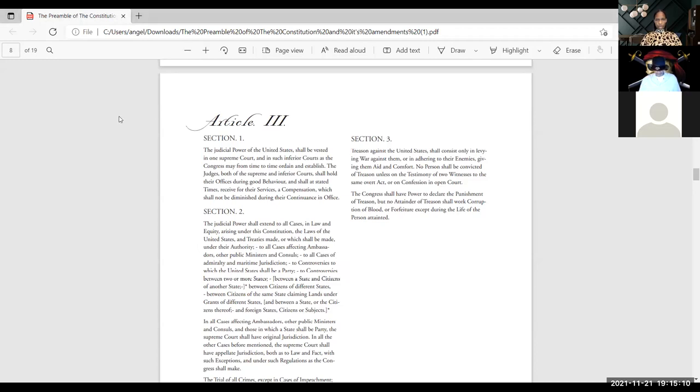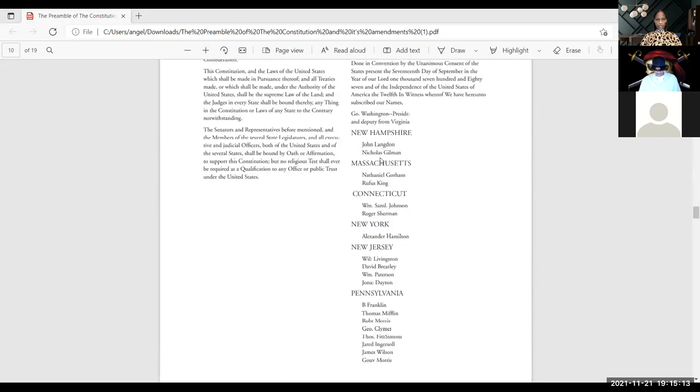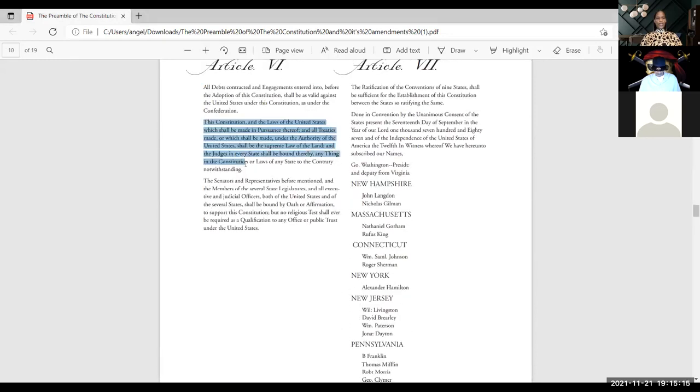Article 6. Okay, here, right? Article 6, second paragraph. Correct. Okay, the Constitution and the laws of the United States, which shall be made in pursuance thereof, and all treaties made or which shall be made under the authority of the United States shall be the supreme law of the land, and judges in every state shall be bound thereby, anything in the Constitution or laws of any state to the contrary notwithstanding. Okay.